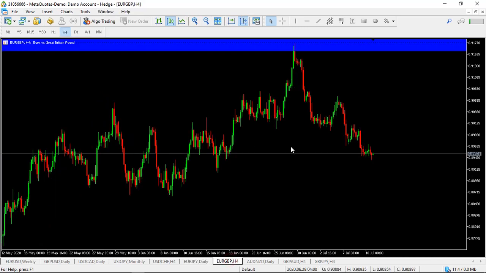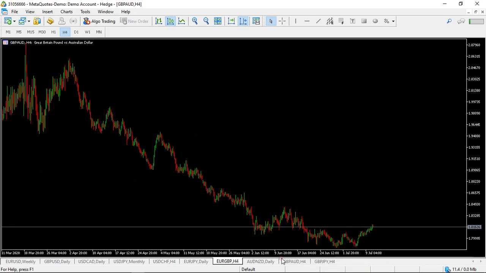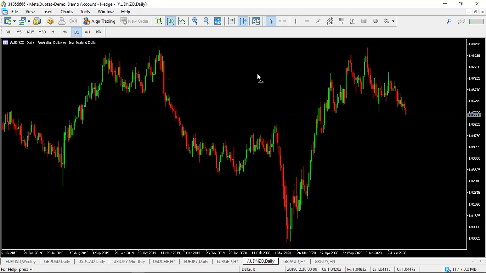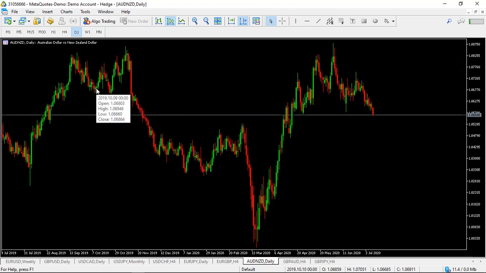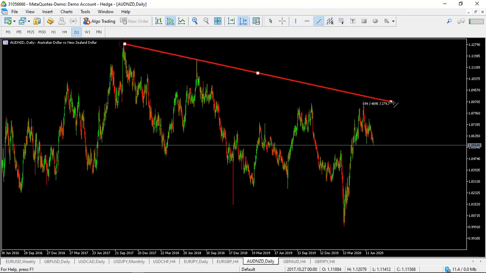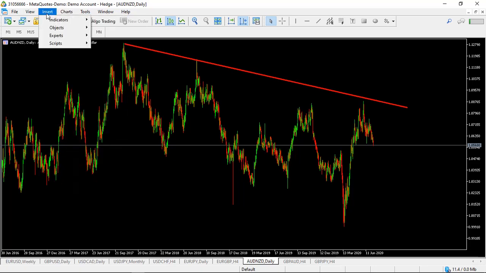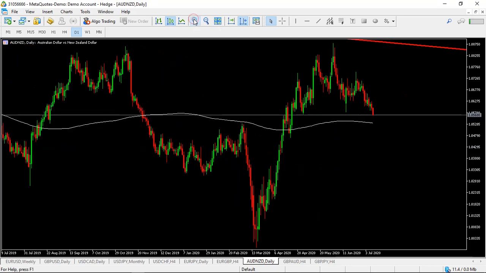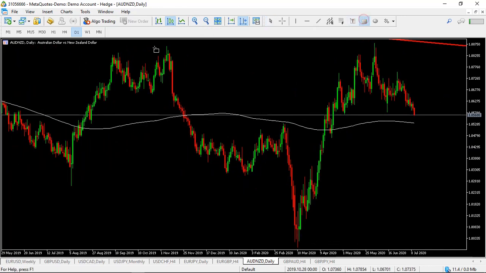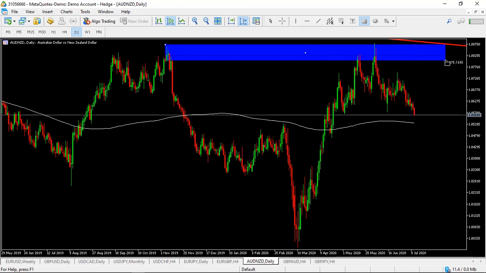Let's look at pairs as an example. Let's do AUD NZD. As I said, trend line: it's trending down with lower highs and lower lows. You insert your 200 day moving average, which is important in timing your entries with the trend. Good, we have a zone here, a rally based drop. Let's see if we trade it.